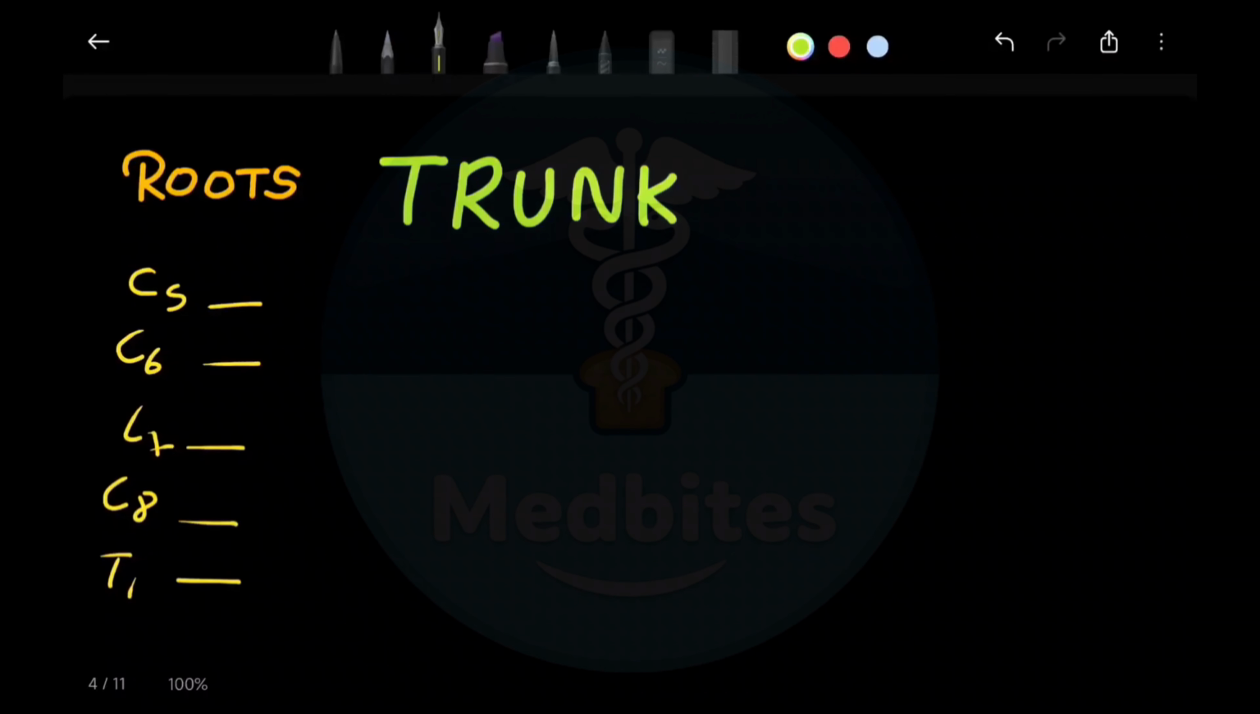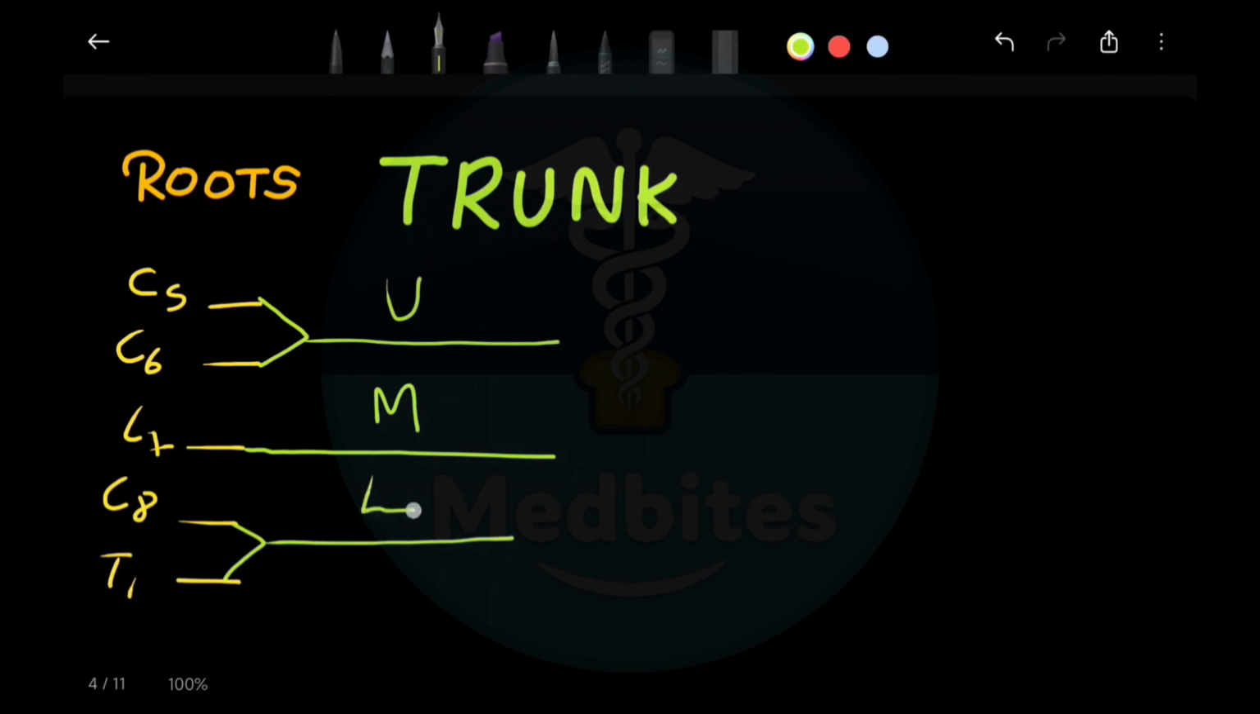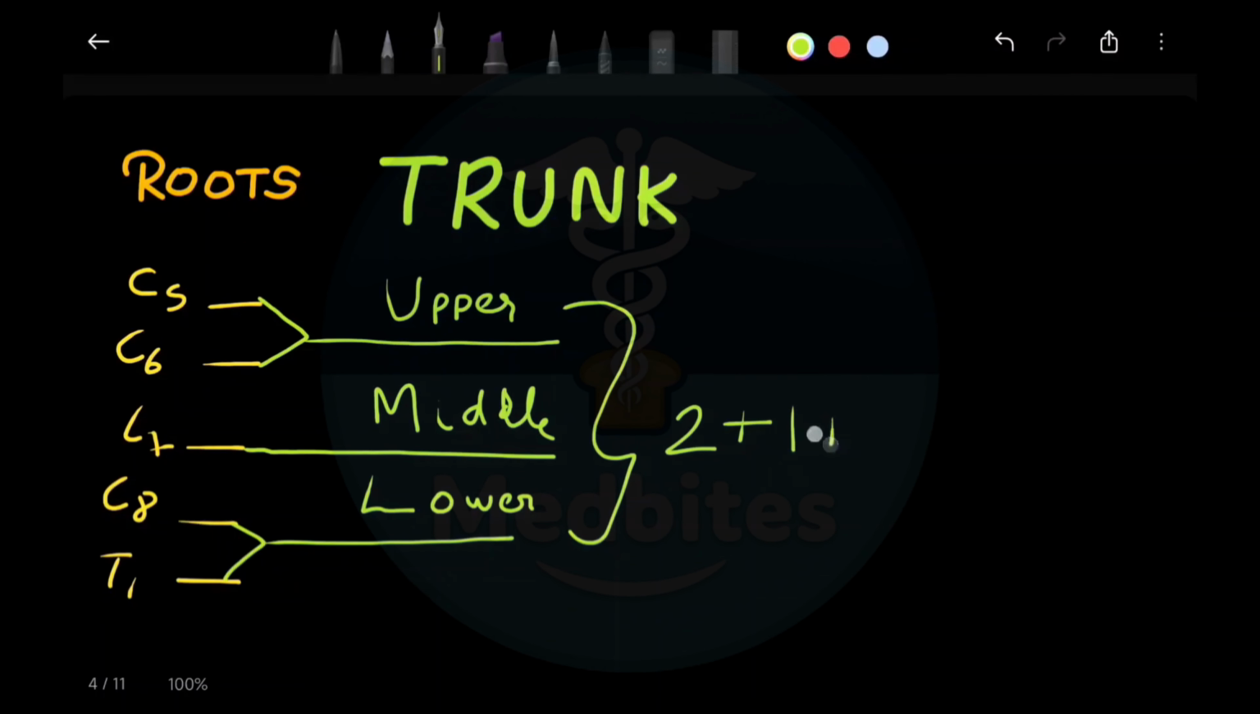Now for the trunk, we just need to connect the roots. Join C5 and C6 to form the upper trunk. The C7 will continue to form the middle trunk and C8 and T1 will join to form the lower trunk. So now we have 3 trunks: upper, middle and lower. A simple way to remember them is 2 plus 1 plus 2 is equal to 3.